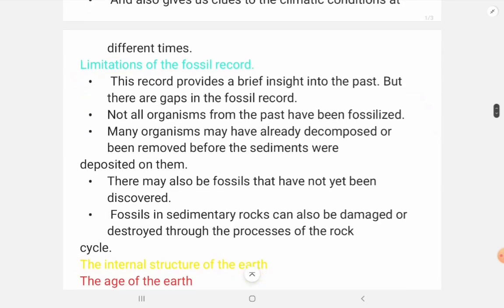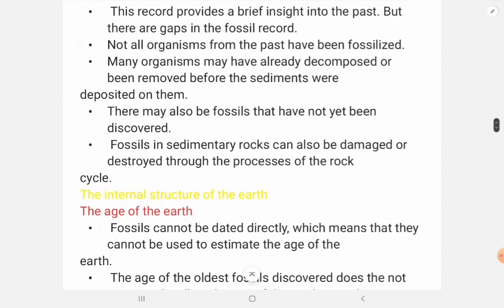Next, limitations of the fossil record. This record provides a brief insight into the past, but there are gaps in the fossil record. Not all organisms from the past have been fossilized. Many organisms may have already decomposed or been removed from the sediments deposited on them. There may also be fossils that have not yet been discovered. Fossils in sedimentary rocks can also be damaged or destroyed through the process of the rock cycle.